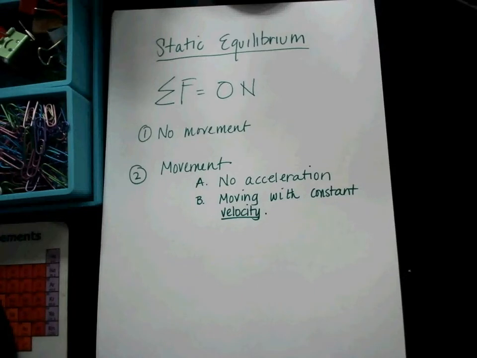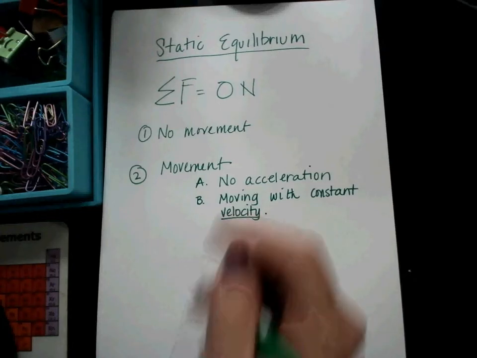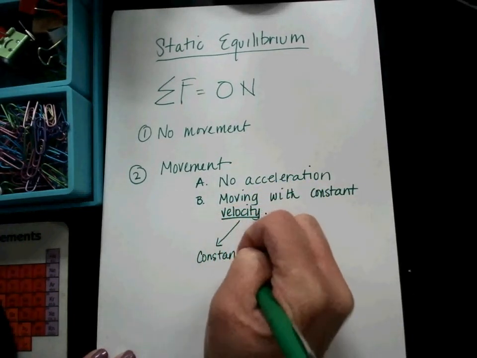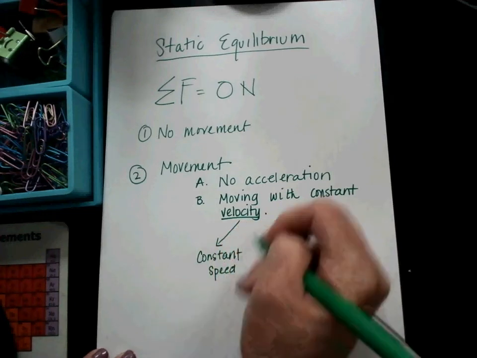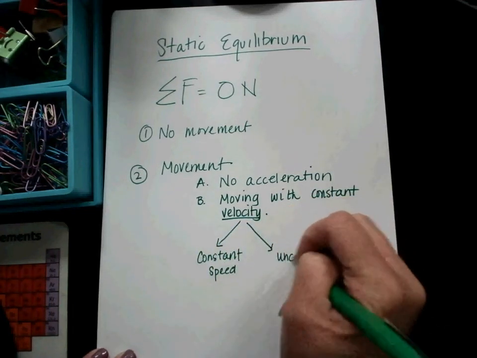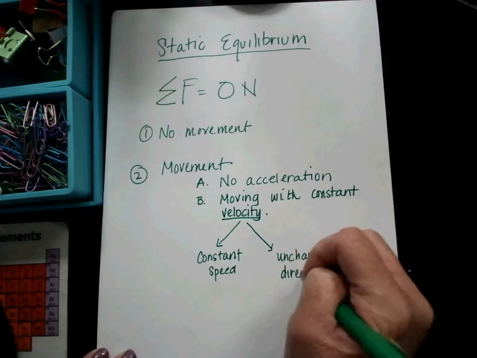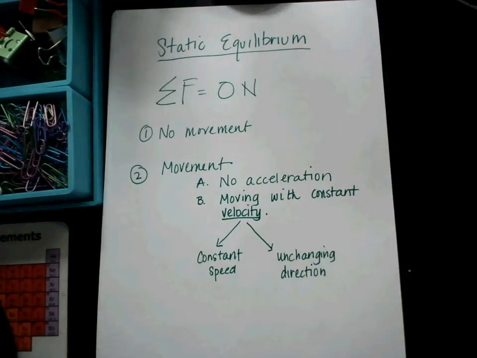What do you think, Camden? A magnitude with a direction. What do we call that magnitude? Speed. We call it speed with direction. So this means I have to have constant speed and unchanging direction. So there will be instances where I have force equilibrium, but I have motion. And again, we call it static equilibrium. So that's just another name for it.